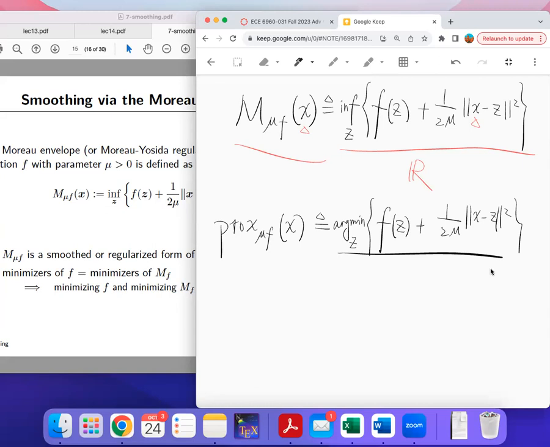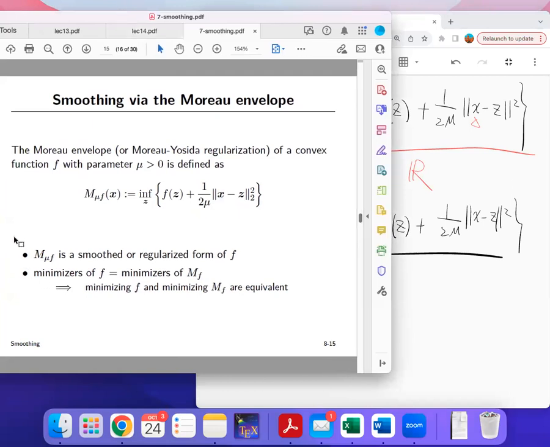Okay. So any questions? So the Moreau envelope is a function. Input is x, output is a value, the infimum value of that optimization problem. The proximal mapping input is x, output is another variable defined as the minimizer of this problem. Okay, these two are different. And we will see that this Moreau envelope is a smooth or regularized form of f. So once we define the function in this way, it automatically creates a smooth approximation of the original function f.